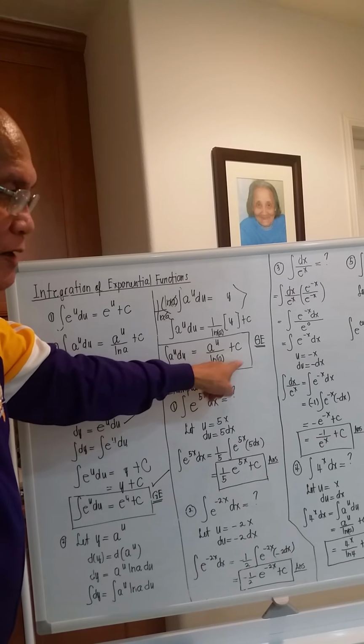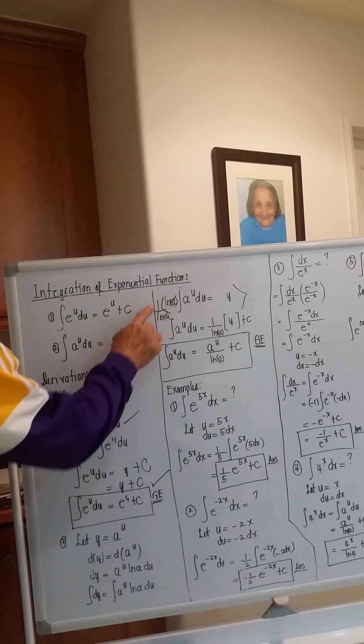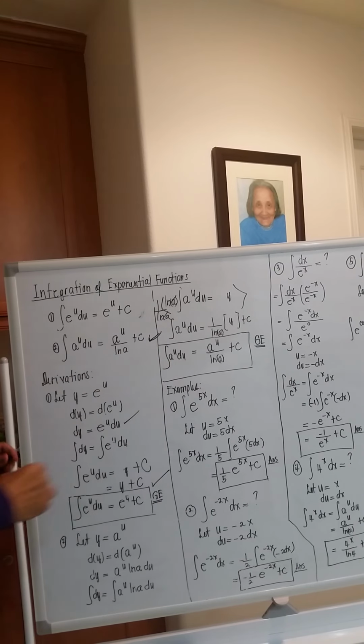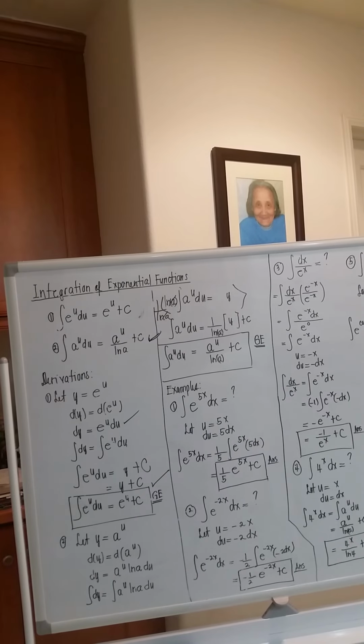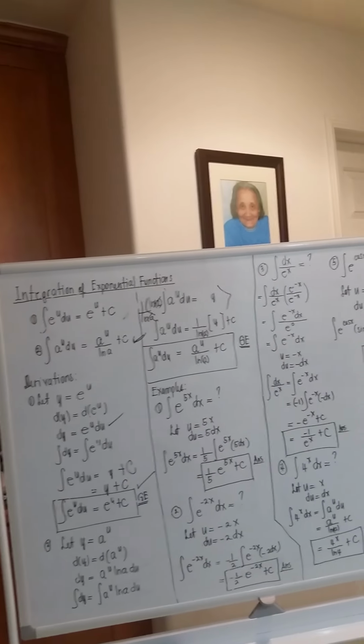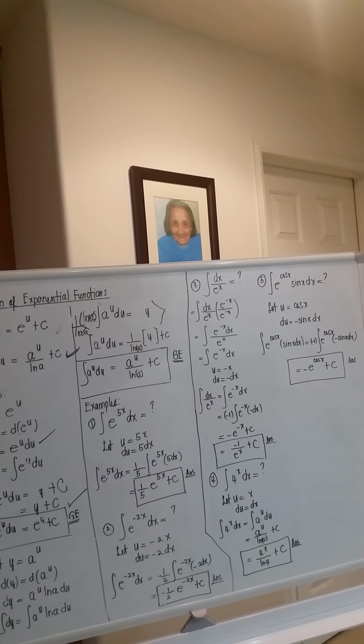Memorize this by heart. That's actually formula number 2. Formula number 2, this is. Right? You got it? Okay. Let's try to bring out examples. It's easy to memorize these two formulas. E to the u plus c, and a to the u over natural logarithm of a plus c.